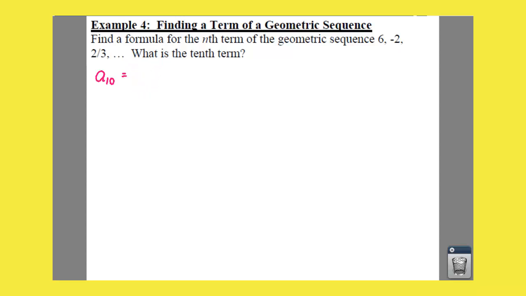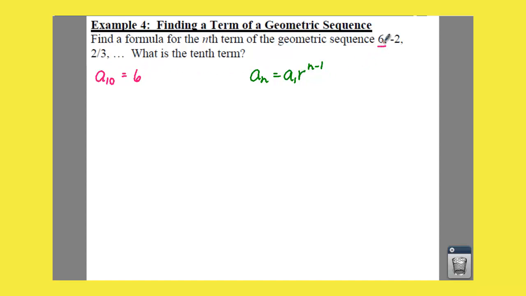If we use our formula of a sub n equals a sub 1 times r to the n minus 1, let's fill in what we know. Well, we do know our first term. Our first term is 6. And then do we know our ratio?